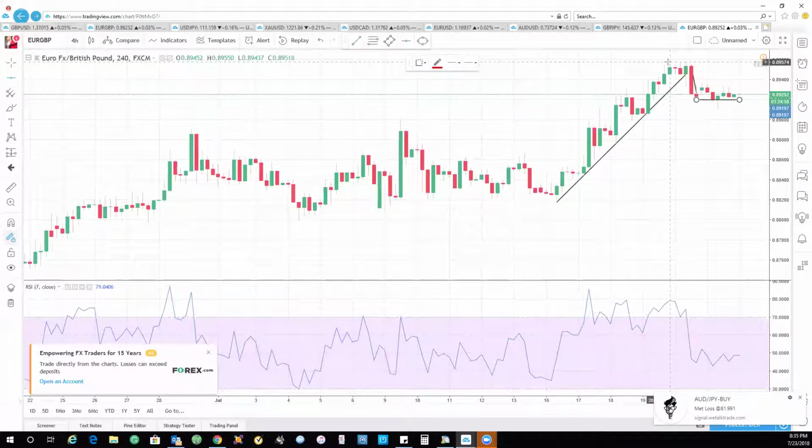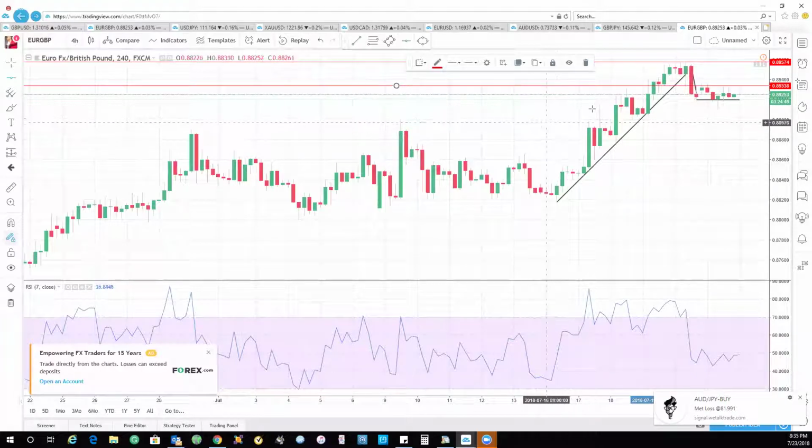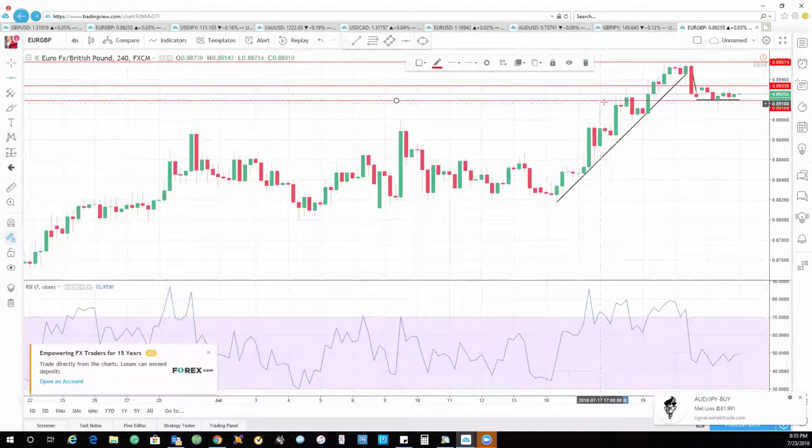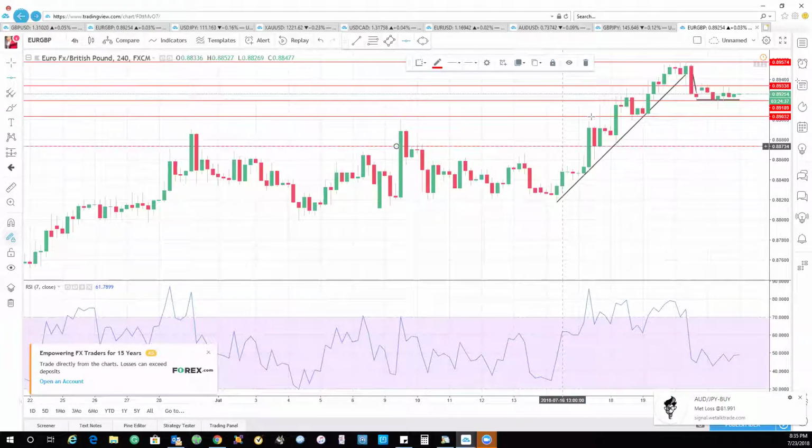And so the peak is right here. And this is resistance. And this is another resistance line. Resistance. Another resistance line. Next one.